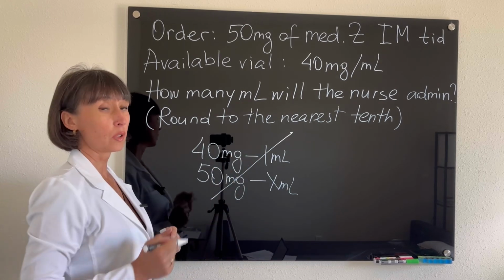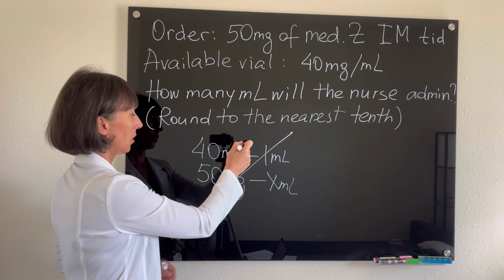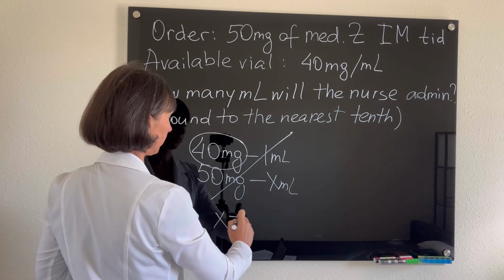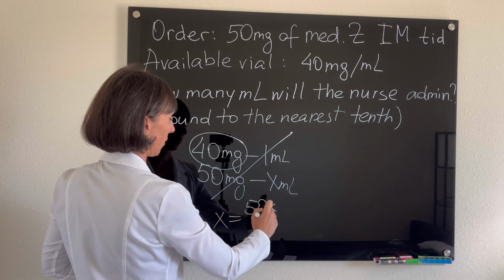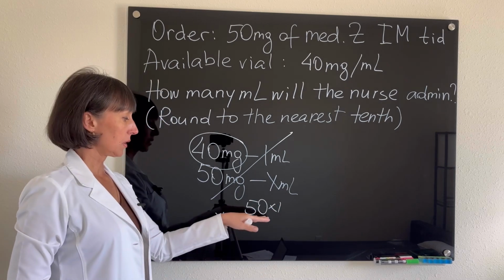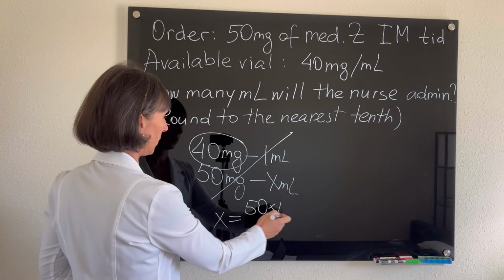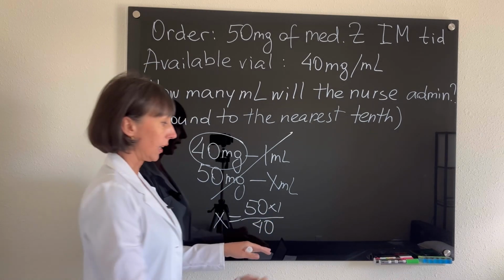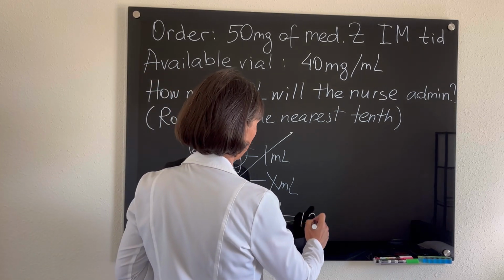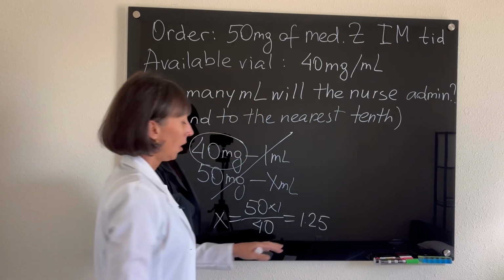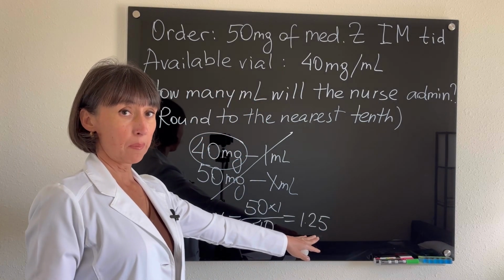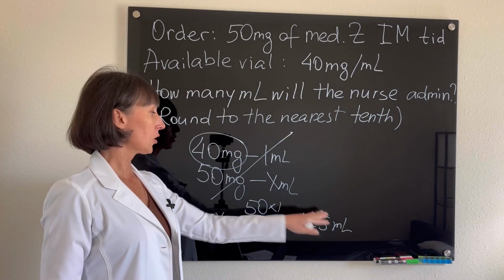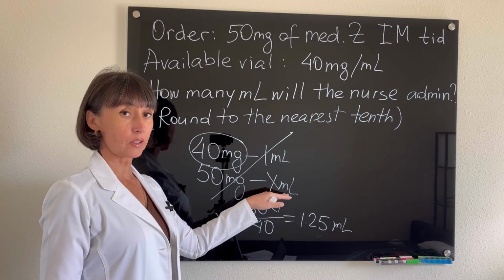50 and 1. We're going to multiply these two numbers and divide by the third number. X equals 50 times 1 divided by 40, and that equals 1.25 milliliters. I know I found milliliters because I set my X under milliliters.